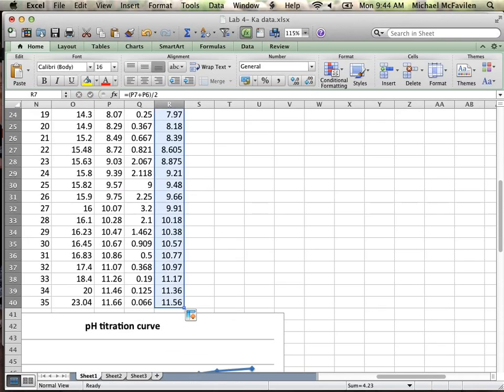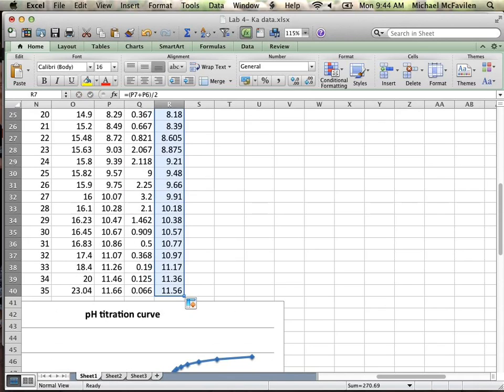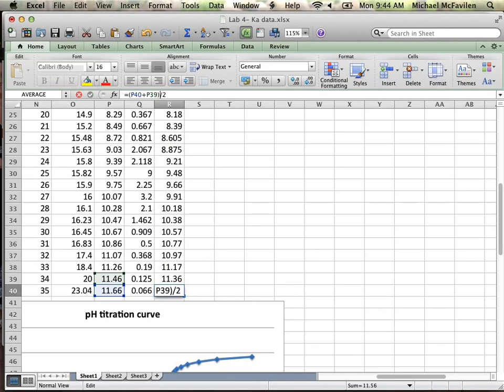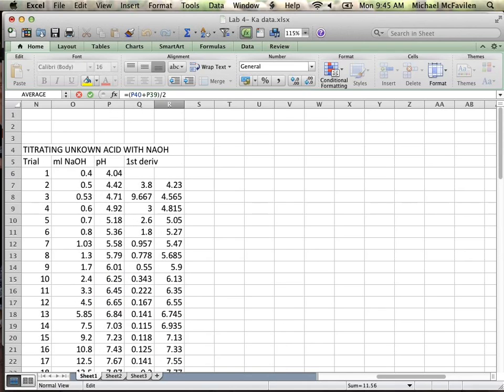Okay, again, click and drag. Make sure it entered it or calculated correctly. We are looking at that for our last data point. I did the average of the pH. Sorry, that should be the average of the volume. Is that what you were about to say, Union? Sorry, we need to make sure that's the average of the volume.